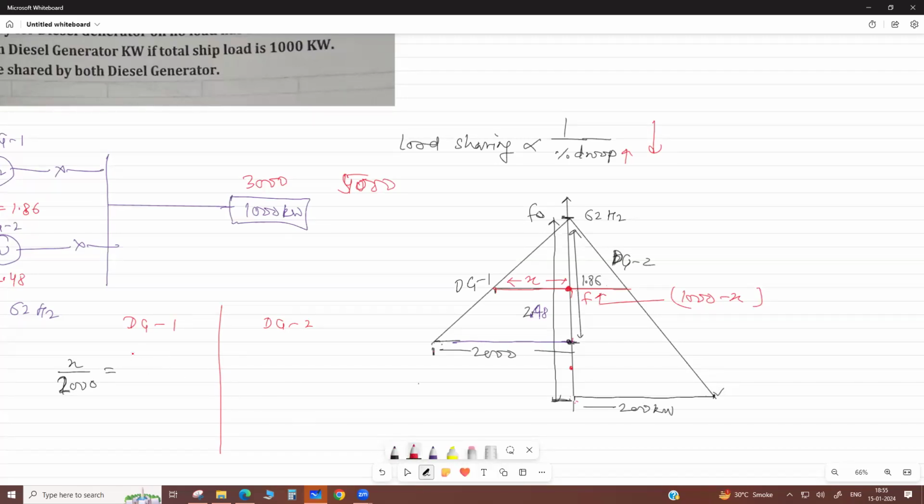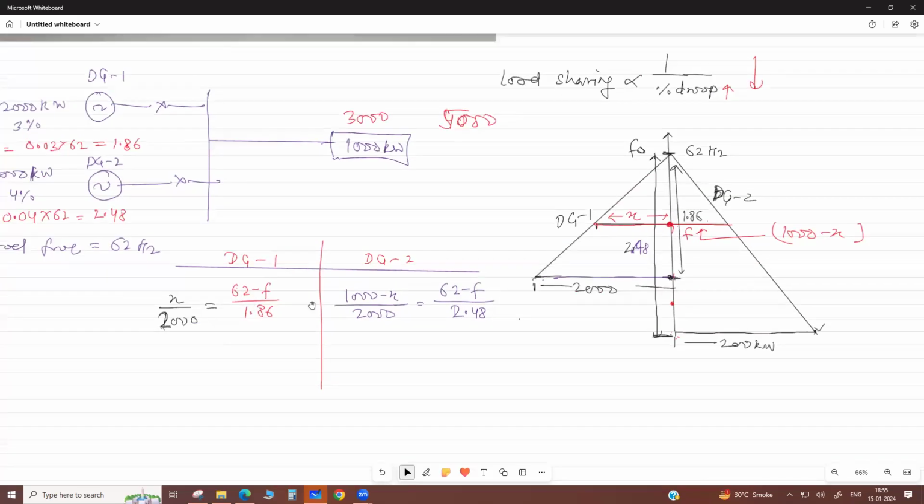Then what is the 62 minus F by 1.86? For alternator 2, it is 1000 minus X by 2000 equals 62 minus F by 2.48. So now these are different, no? So now you cross multiply.